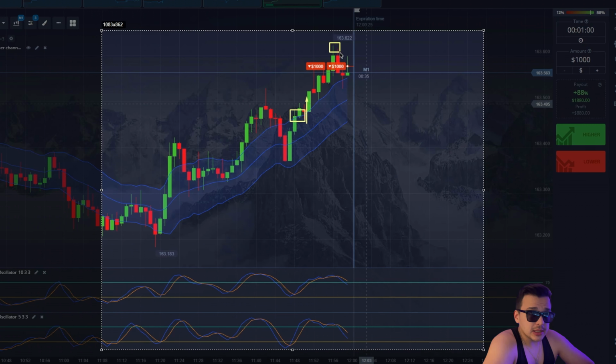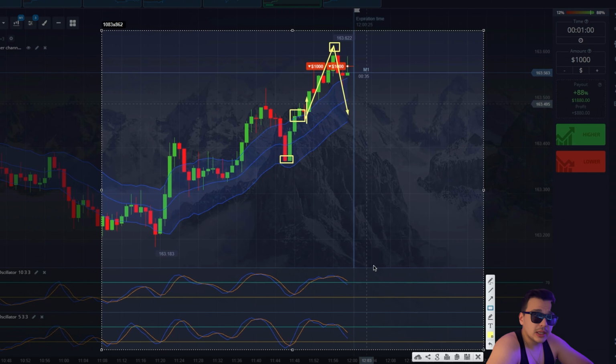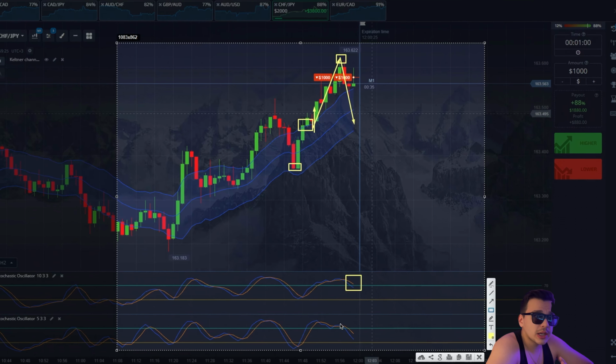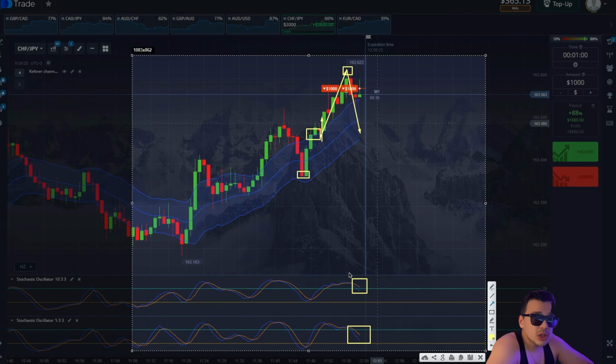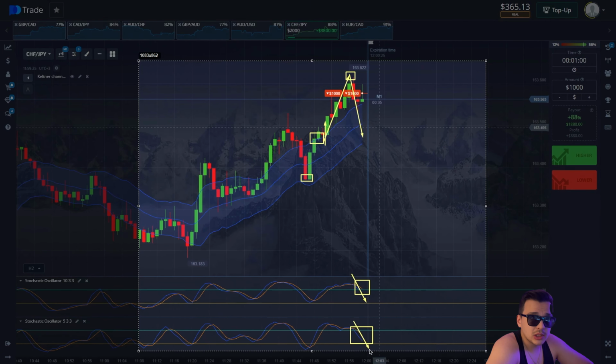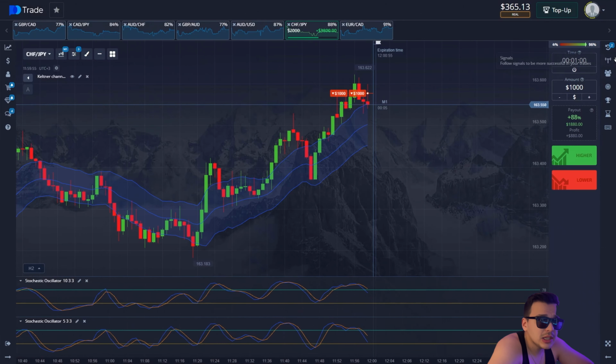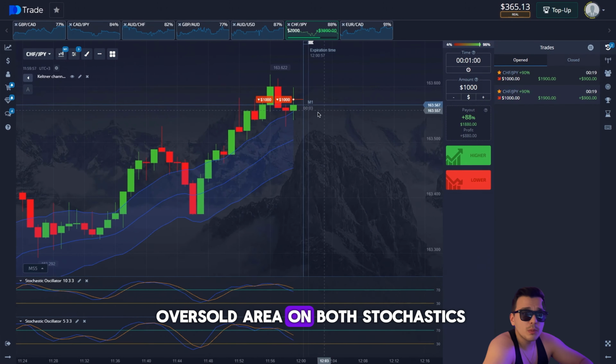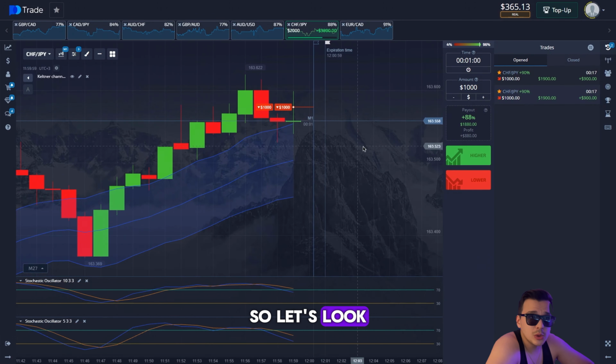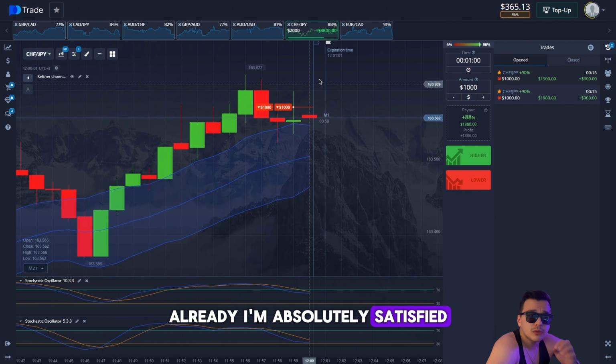We had an exit on the outer part of the Keltner channel, then the formation of a new price high, after which, respectively, we have to pull back down. And if you look at the past pullbacks which we had, the movement should go back inside the channel. Also, we see here the exit from the oversold area on both stochastics. So let's look already. I'm absolutely satisfied with the movement.